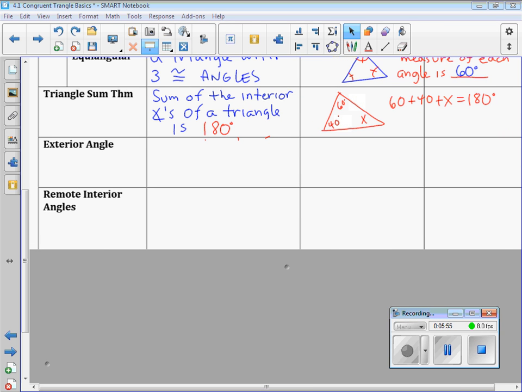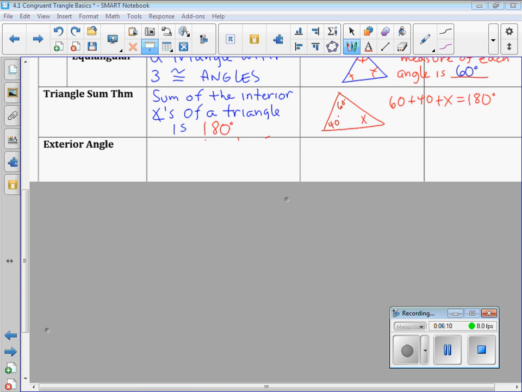All right, I want to jump down to remote interior angles before doing exterior angle. I kind of have that out of a logical order, so I want to fix that here. All right, let's continue. Actually, again, I apologize. I'm looking at the exterior angle here. I thought it said exterior angle theorem, so we'll just continue.